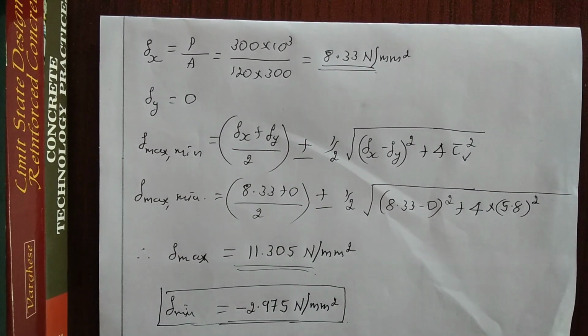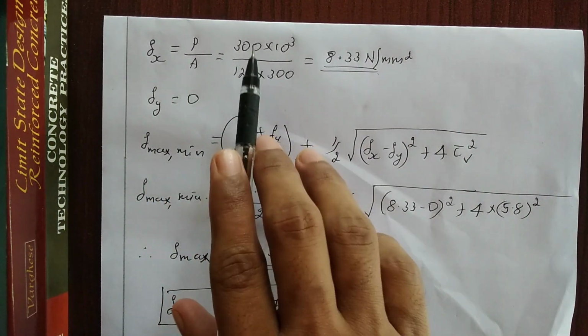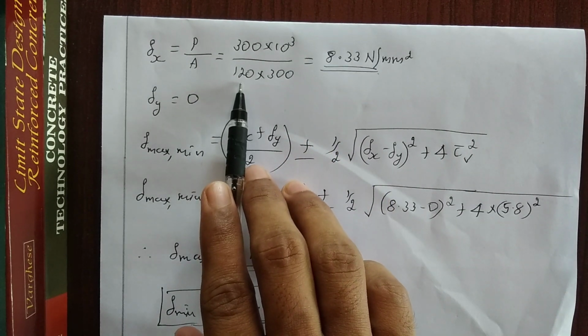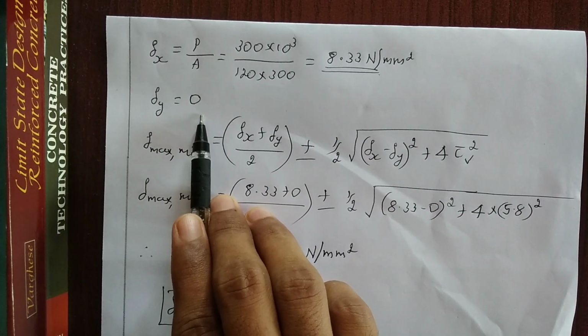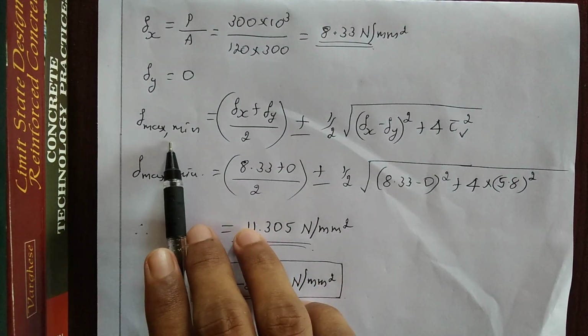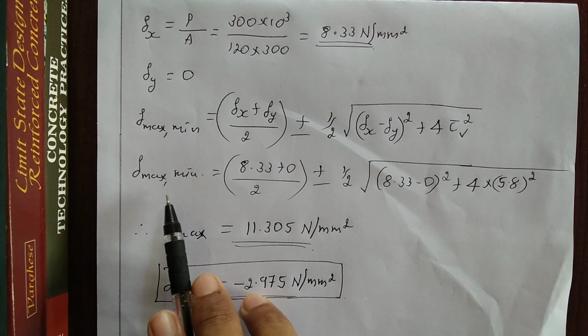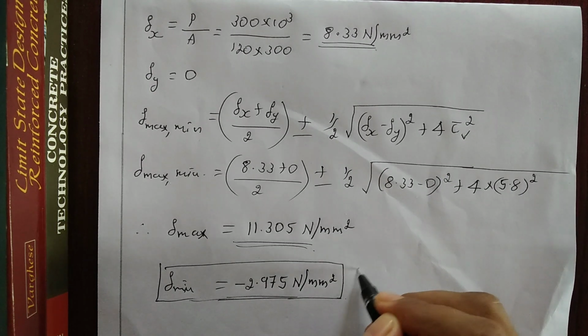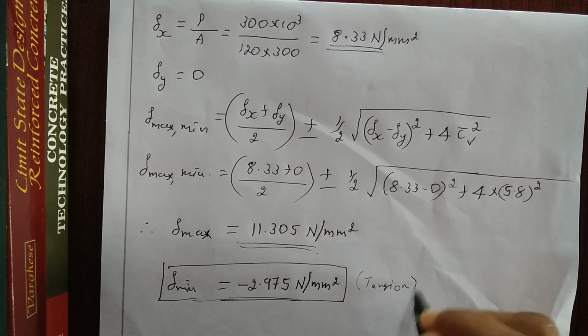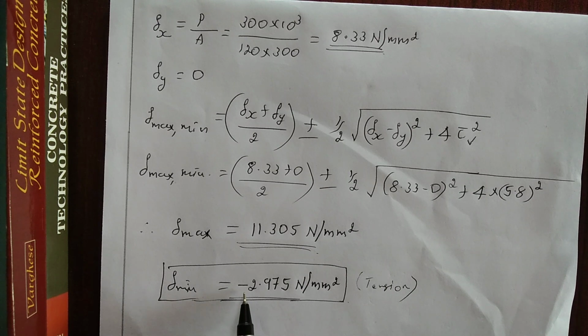Next we will move on, that is here, principal stresses you want to calculate. Fx is equal to P by A, that is equal to 300 into 10 raised to 3 divided by B into D, so 8.33 Newton per mm square. Fy is equal to 0 because vertical component is not there. So we will be going for F maximum, the formula as usual, and F maximum I will be substituting all the data, and F maximum I will be getting as 11.305 and minus F minimum. This they have asked here, they have asked to calculate tension principal stress, so it is minus 2.975. So thank you.